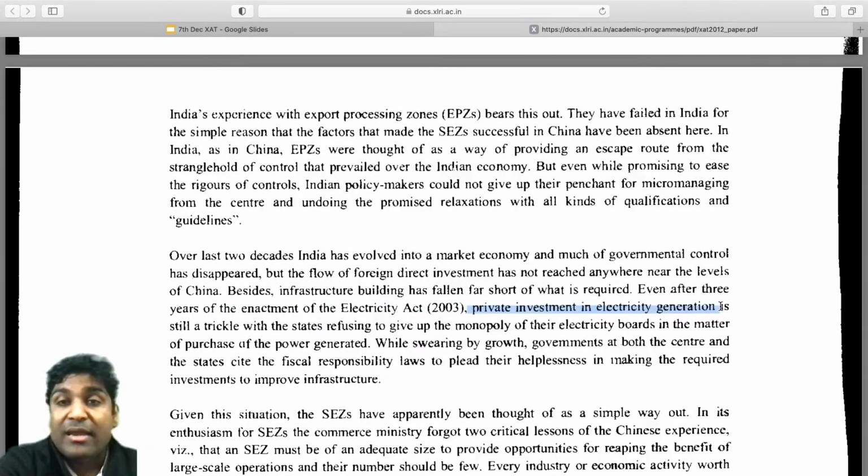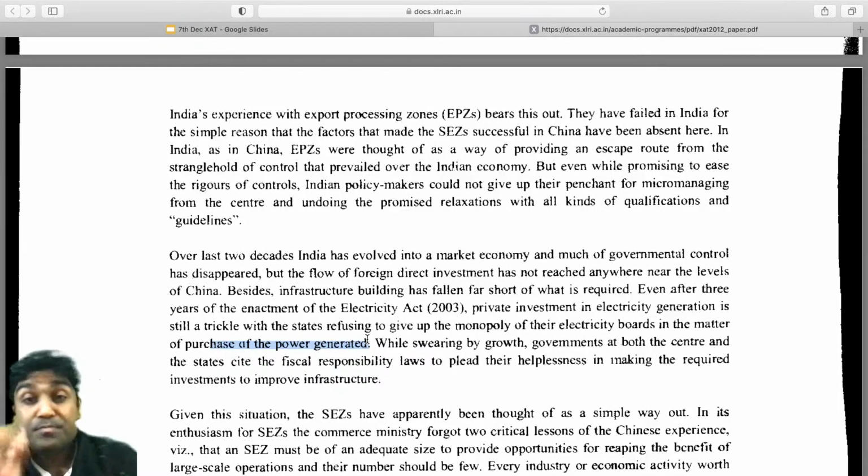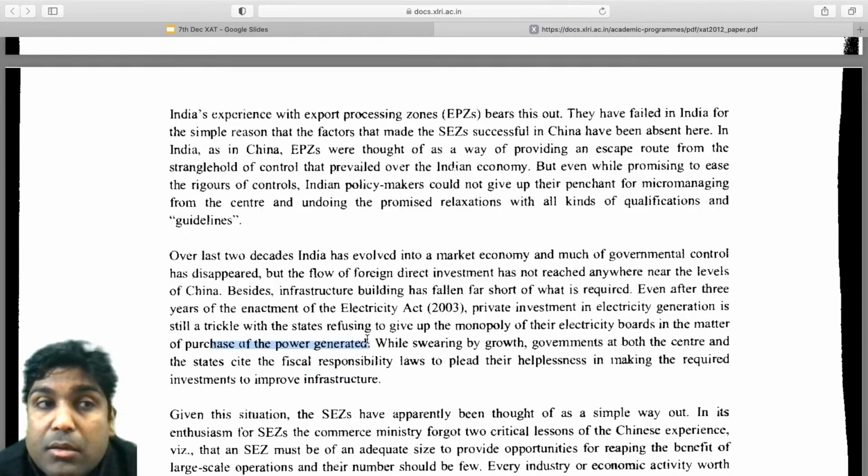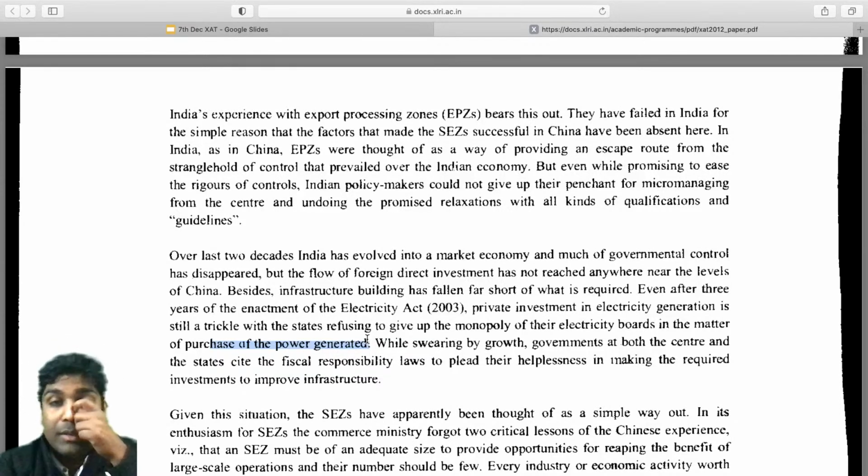Private investment in electricity generation is still a trickle, with states refusing to give up the monopoly of their electricity boards in the matter of purchase of the power generated. So they are saying that the kind of effect which it should have made, it has not made when it comes to foreign direct investment, when it comes to the enactment of the Electricity Act, and infrastructure building has also not reached the place we were looking at.